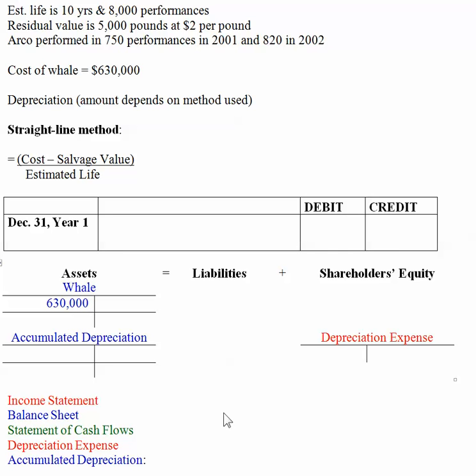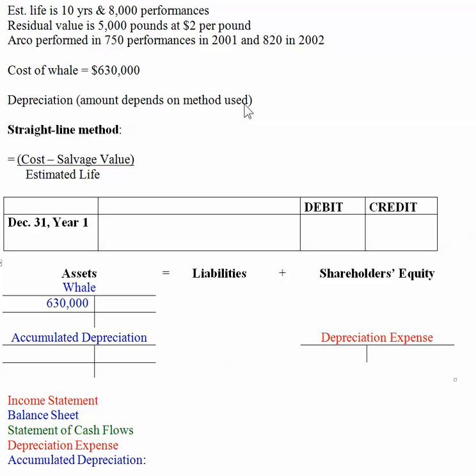Now if you recall, long-term assets other than land depreciate over their useful life. So in this example we need to depreciate this whale as we use it, because as we use it we're going to generate revenues by selling tickets for these performances, and we want to match the expense of using the whale with the related revenues that will make shareholders' equity go up. Well, the amount's going to depend on which depreciation method you use.